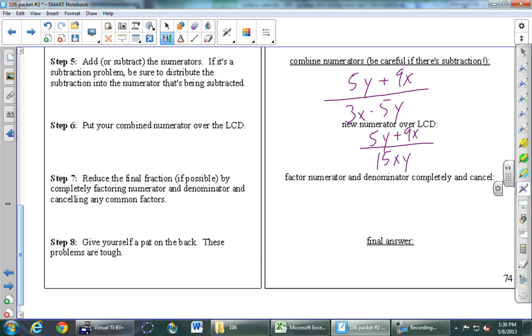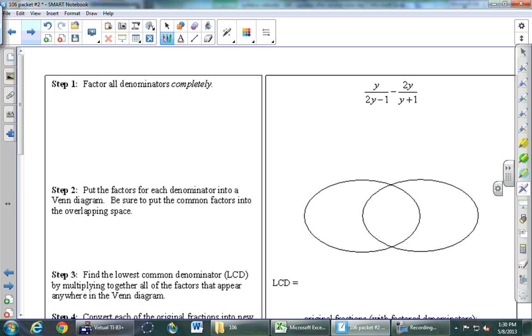Okay, let's try the next one. Okay, so we've got y over 2y minus 1 minus 2y over y plus 1. So first step is to factor all denominators completely. Can you factor anything out of there? Nope. Can we factor anything out of here? Nope. So they are factored. I'm just going to write them again. 2y minus 1 is one denominator. Y plus 1 is the other denominator.